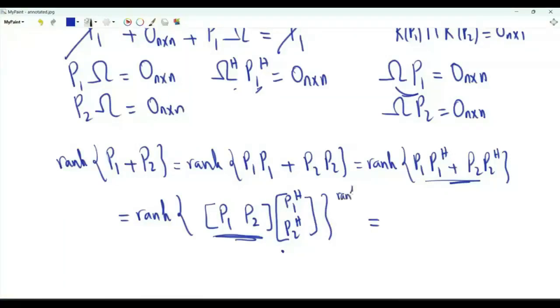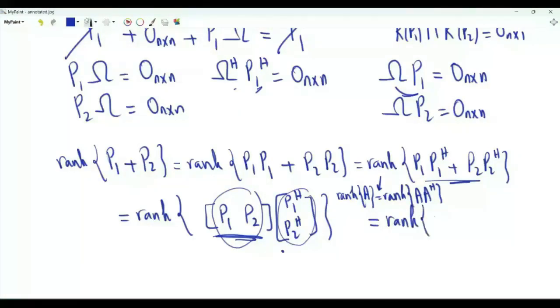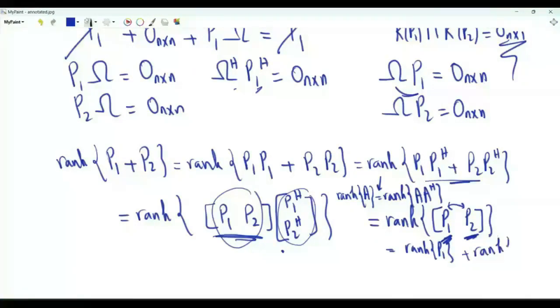If we have a matrix A, then the rank of A is equal to the rank of A Hermitian, equal to the rank of A Hermitian A. But this equality is what is relevant to us now. The rank of the matrix times its Hermitian is equal to the rank of the matrix. The intersection of the span of the columns here and the span of the columns there is the 0 vector. Because the intersection of the column spaces is just the 0 vector, this rank is the rank of P1 plus the rank of P2.